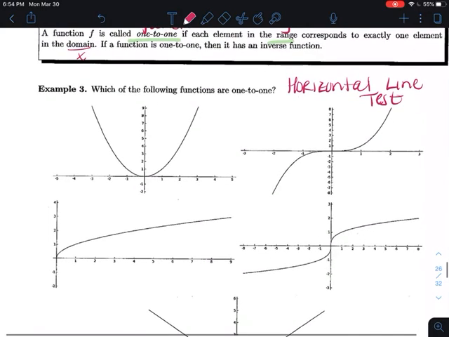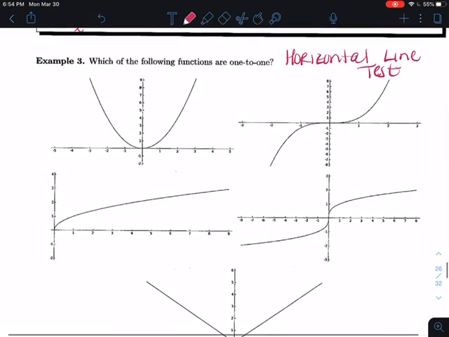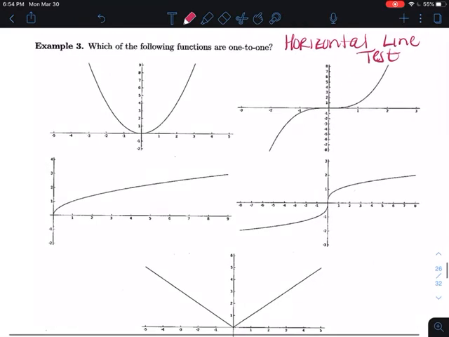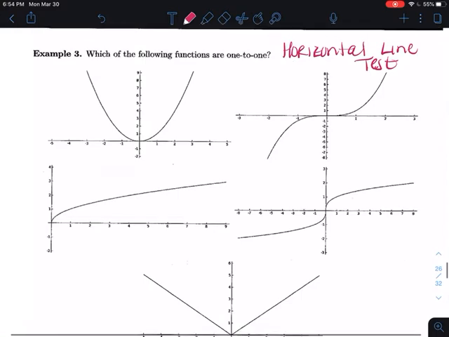Basically, all of these are functions. If you remember from our previous section, I briefly went over all these functions. You have a quadratic, a cubic, a square root, a cube root, and an absolute value graph here. These are all the parent functions. They want to know which one of these are one-to-one functions. They're all functions, but which ones are one-to-one?